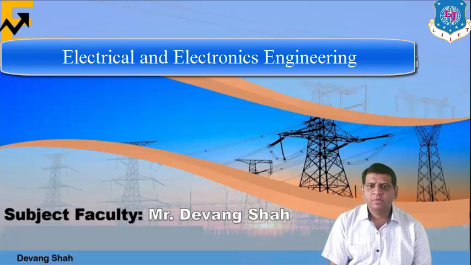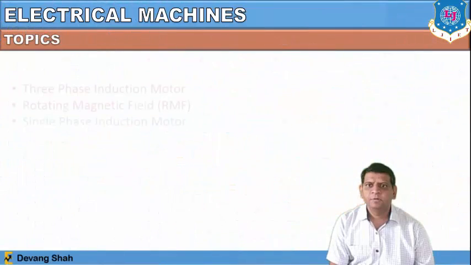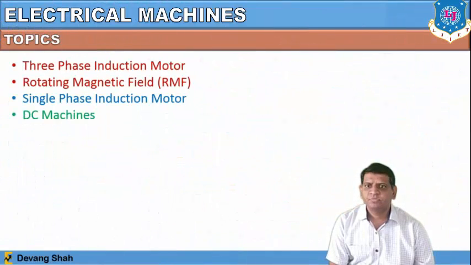We are learning the subject Basic Electrical Engineering, and in our last session we have discussed the following topic: three-phase induction motor. Today we are going to discuss the rotating magnetic field, which is the main principle behind the three-phase induction motor. After that we will discuss the single-phase induction motor, DC machine and alternator. So let us start with the rotating magnetic field.